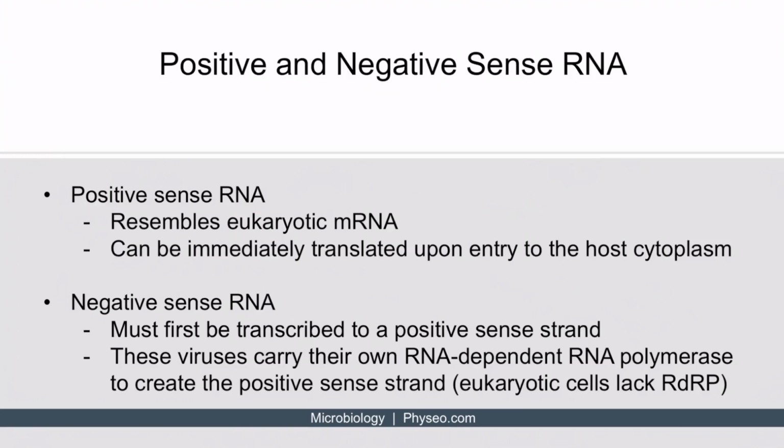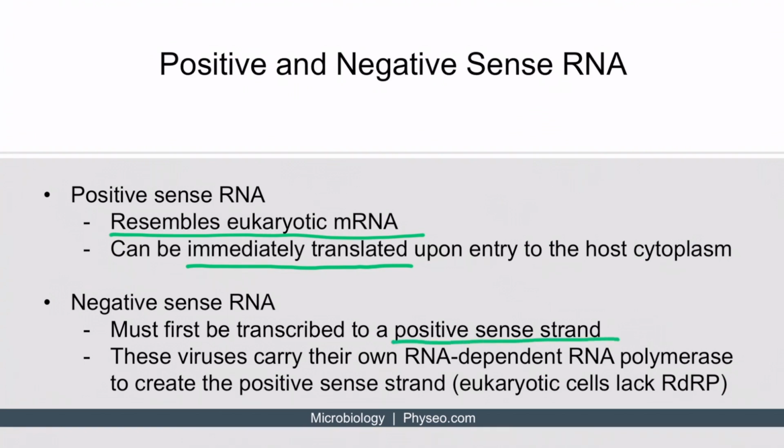Now let's discuss positive and negative sense RNA. Positive sense RNA resembles eukaryotic mRNA. The host ribosomes recognize it and can translate it in a 5' to 3' direction. This means that when the host cell is infected with a positive sense virus, translation of the virus can begin immediately.